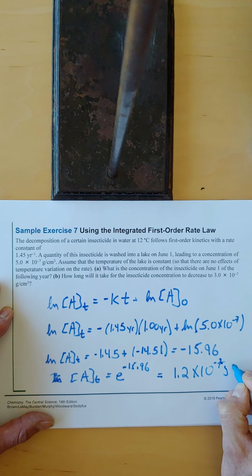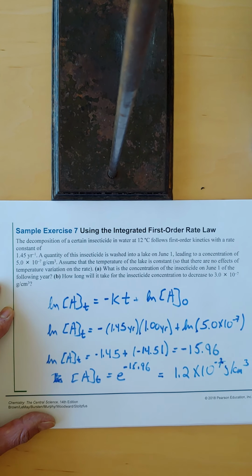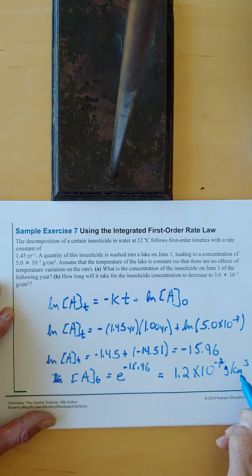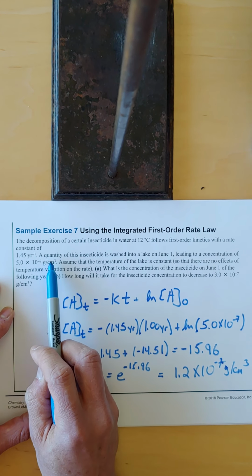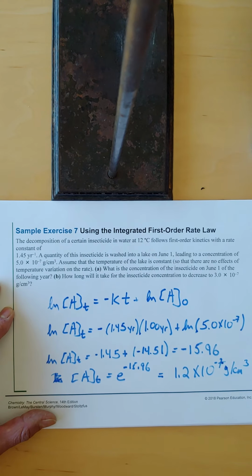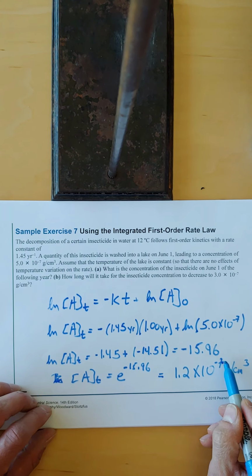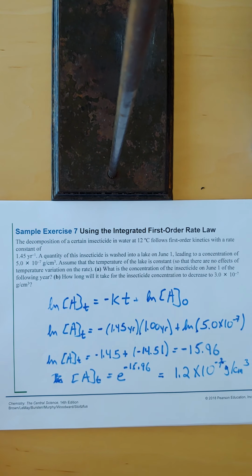That's 7 grams per centimeter cubed. Okay, so our units have to be the same. So we started out with a concentration in grams per centimeter cubed, so we end up with the same concentration of grams per centimeter cubed. All right, so that's going to be the concentration following a full year.